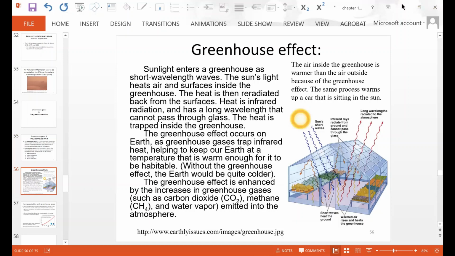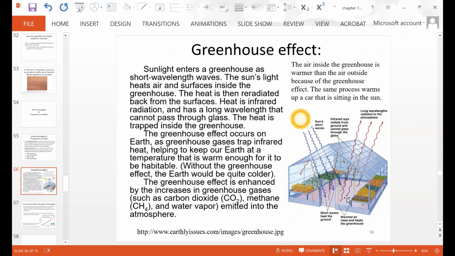And that is a natural process. And here is just another slide with a diagram showing you a greenhouse with a similar concept. So you have the sun's rays go through the glass into the greenhouse. They heat up everything in the greenhouse, and that heat is re-radiated. Some of it is able to go out through the glass, but a lot of the heat gets trapped and is unable to pass through the glass.